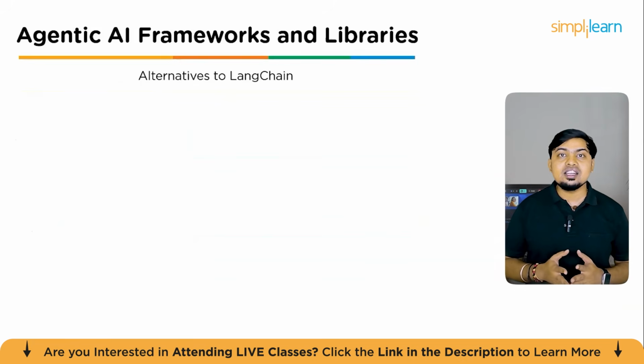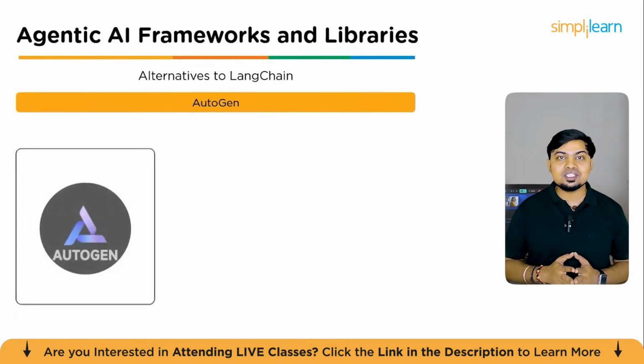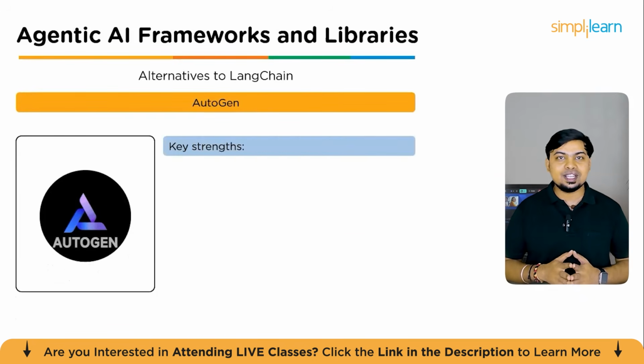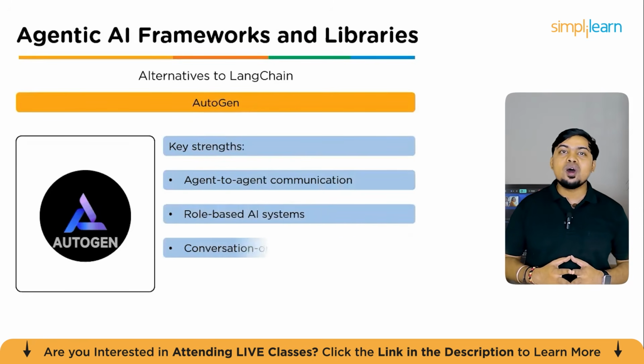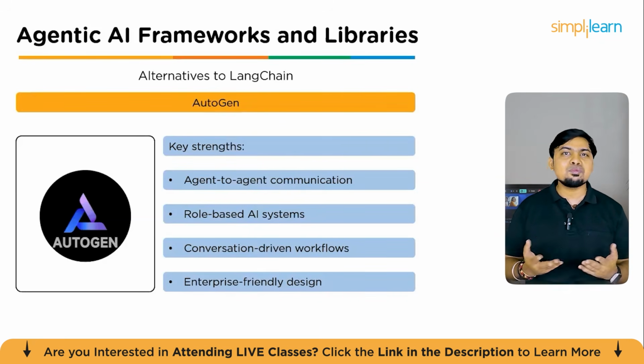Now, the second one. Alternatives to LangChain. While LangChain is popular, several other frameworks also exist, each with unique strengths. Now, one of them is AutoGen, developed by Microsoft. AutoGen focuses heavily on multi-agent collaboration. Let's also discuss the key strengths. Agent-to-agent communication, role-based AI systems, conversation-driven workflows, enterprise-friendly design. It is widely used for research and advanced automation scenarios.